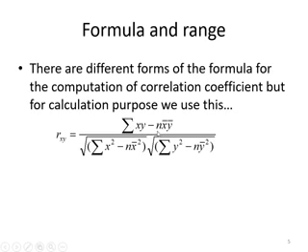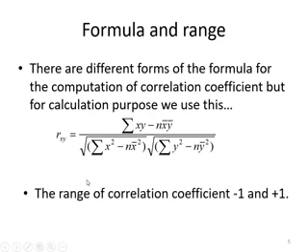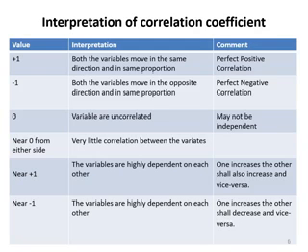That means we take the product of xy and take the sum. N is the number of pairs, so if we have 10 pairs, then n will be 10. X bar is the simple mean of the x values, y bar is the simple mean of the y values, and this is summation x square minus n x bar square, and this is summation y square minus n y bar square. So this is rxy, and the range of the correlation coefficient is between -1 and +1.